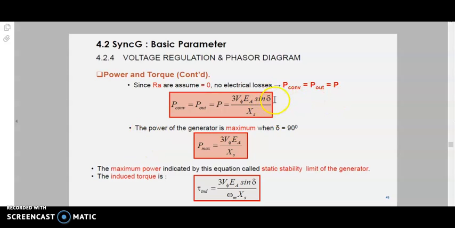From this equation, you can see that the power of the generator system will be maximum when your delta is equal to 90 degrees, and sine 90 gives you 1. So P max is equal to 3 V phase EA divided by XS. The maximum power indicated by this equation is the so-called static stability limit of the generator. This is the highest power that the generator can produce. And the induced torque at a certain time is 3 V phase EA sine delta over omega m XS, where omega m is in radians per second.